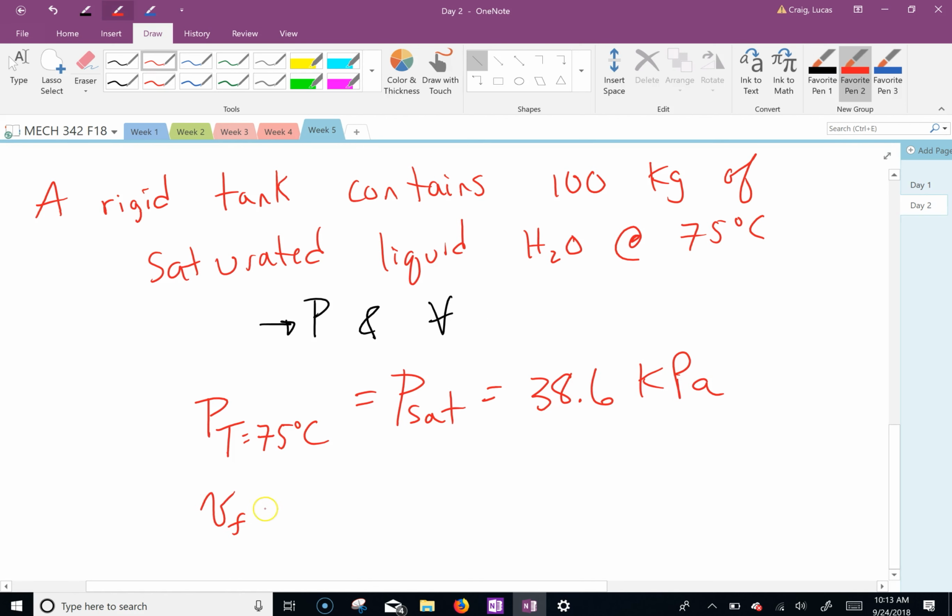And Vf is 0.001026. You like these sig figs? Actually, you got to keep these, because these have been experimentally found to be true. So you want to keep those and then round at the end. So let's just finish this, and then I'll go to the tables and we'll look these up to make sure you know how to look them up, okay?